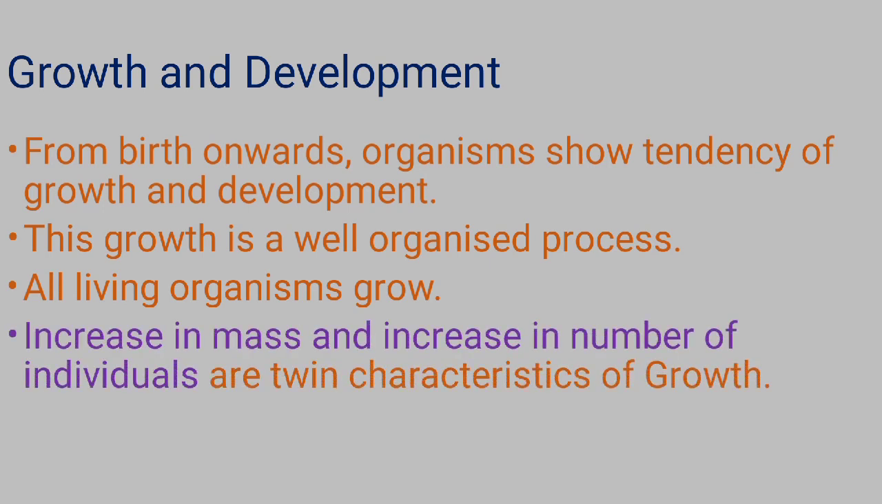Now what is growth? How does this growth occur in an individual? Growth of living organisms is an increase in mass and increase in number of individuals. These two are the twin characteristics of growth. Twin characteristics means what? These two characters, that is increase in mass and increase in number of individuals. These are the twin characteristics which define growth.